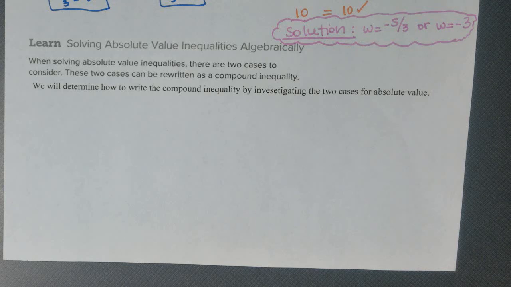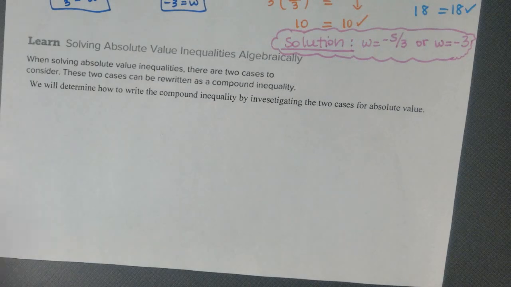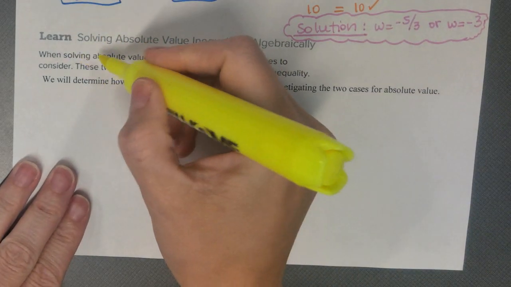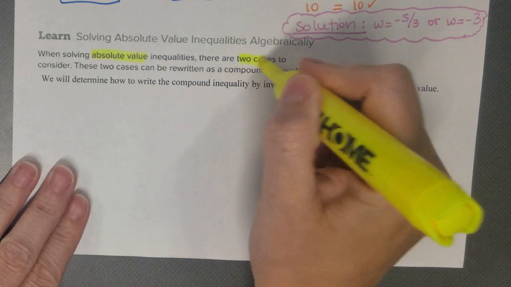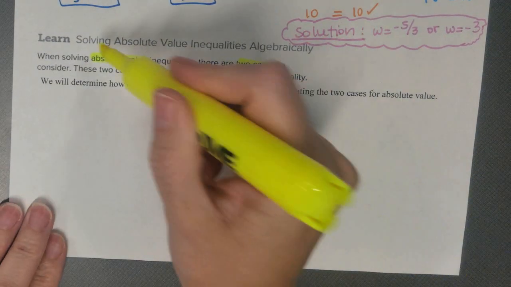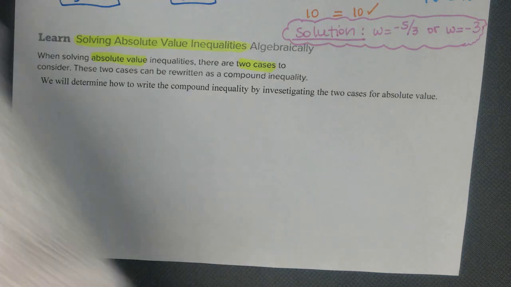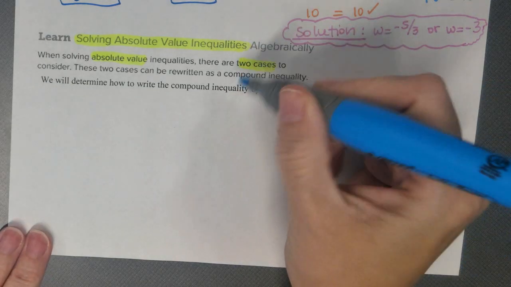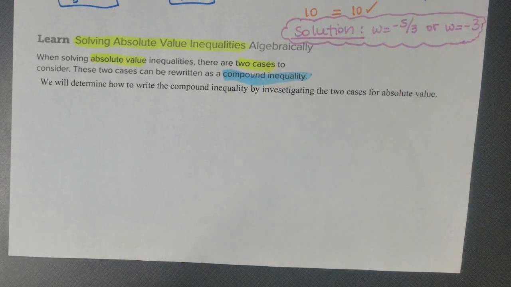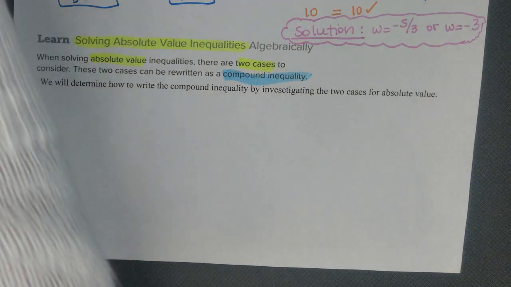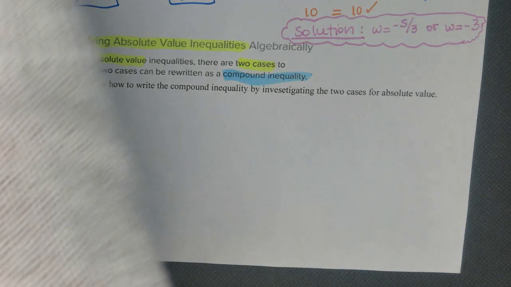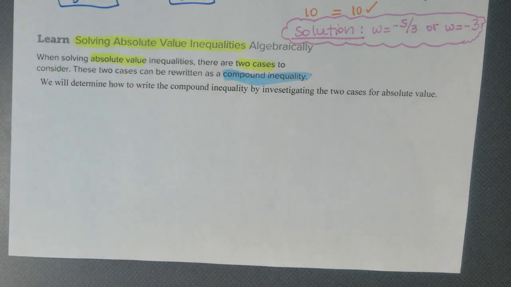Today we're doing the absolute value inequality. So like I said, we need the two cases when you're solving the inequalities. Yesterday we did equations, today we're doing the inequalities. So we are going to rewrite these as a compound inequality. We're going to investigate how we can write them as a compound inequality, and then we're going to organize our findings in the chart that's at the top of the next page.